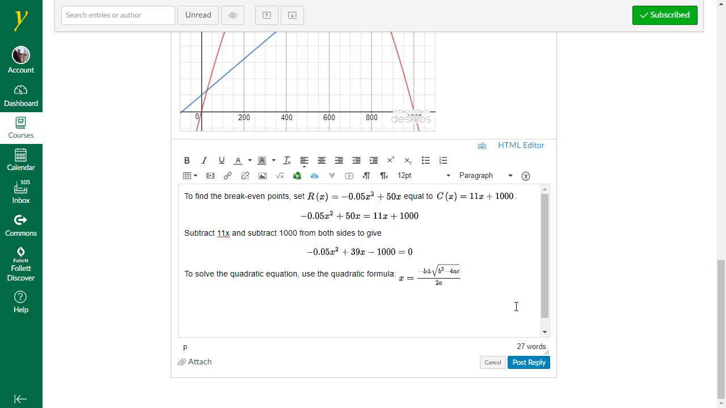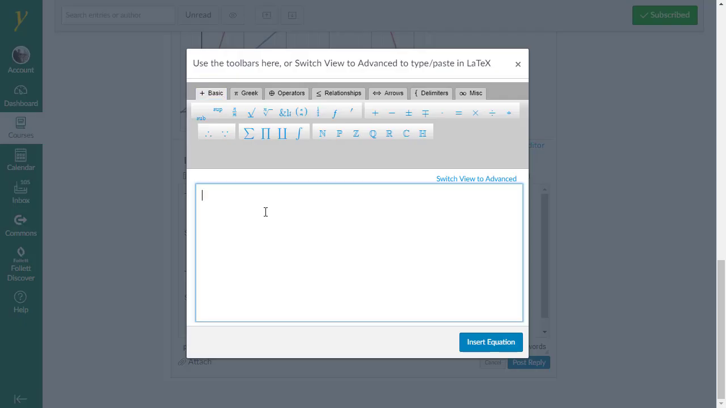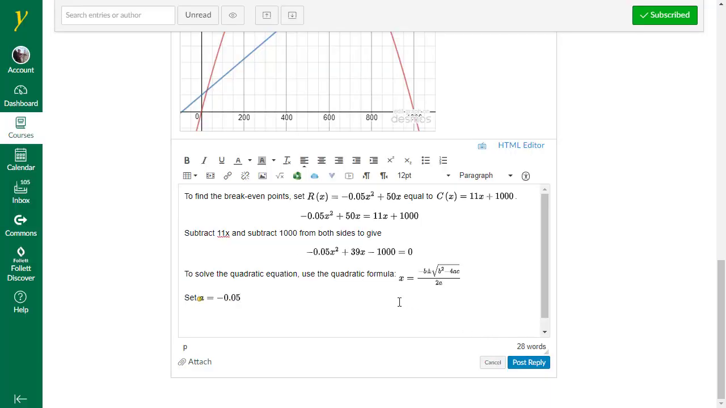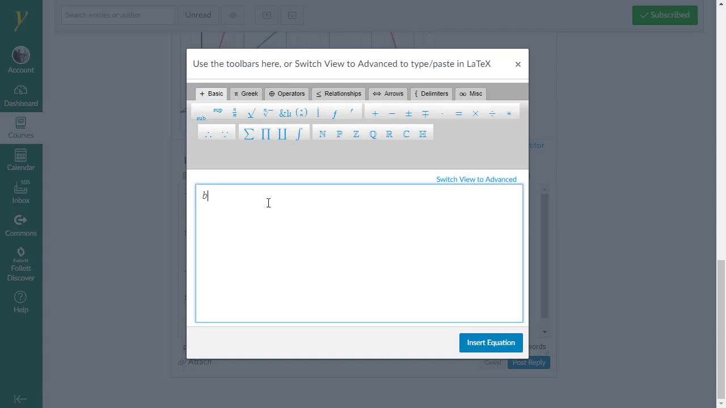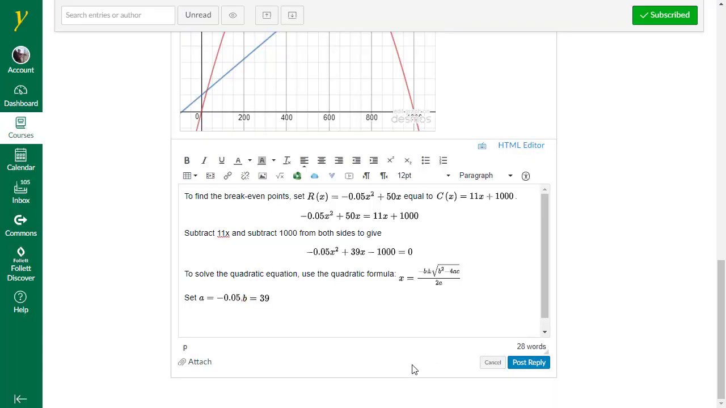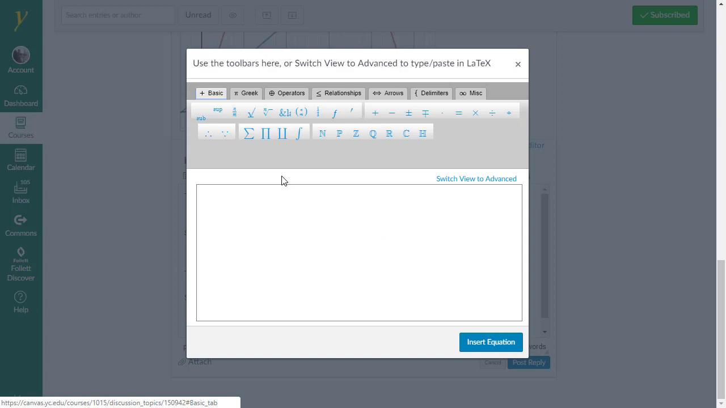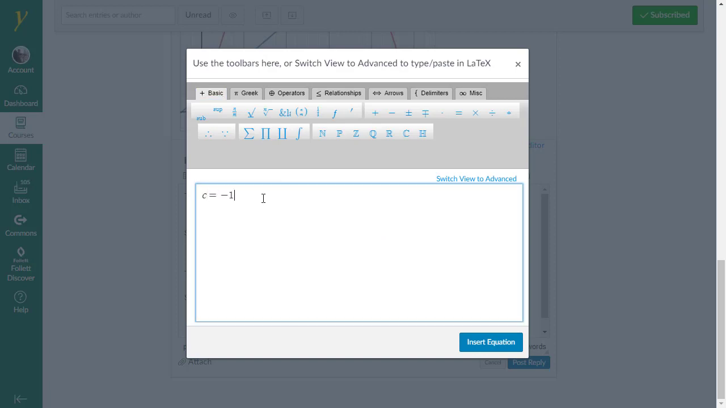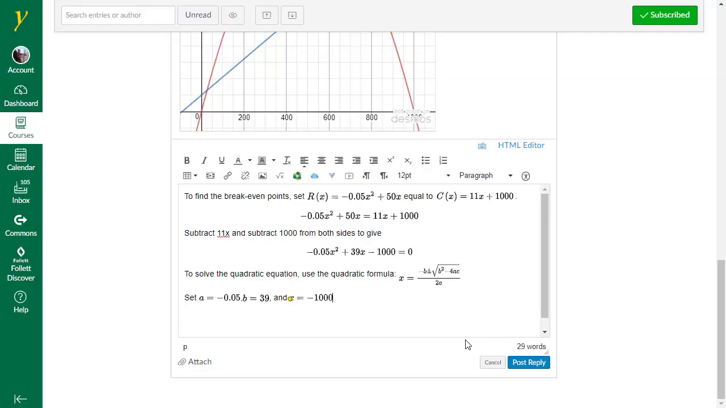So now I'll go down and tell it set, insert equation a equals negative 0.05, comma, and now I'm going to go up and put in another equation, b equals 39, insert the equation, comma, and insert c equals negative 1,000. Now let me go down to the next line and let me actually do that in my equation.